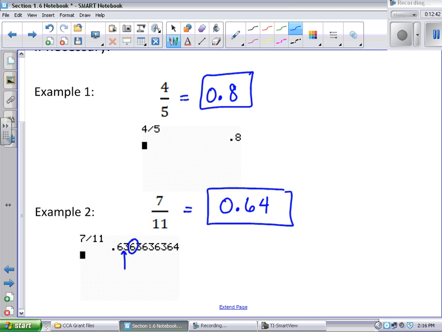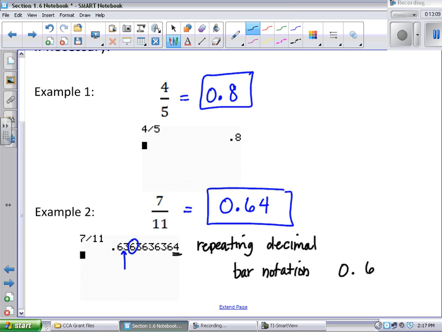There's another thing to note on this one. This is what we call a repeating decimal. The only reason that last digit is a 4 instead of a 3 is because the calculator rounded up when it got to the end of its space that it had to write. But this is a repeating decimal, and we can write it with bar notation. Think about what repeats. We really have 0.6363636363. We can put a bar over the 6 and the 3 to say that's what it looks like as a repeating decimal.